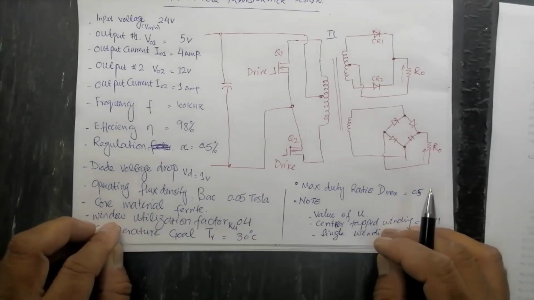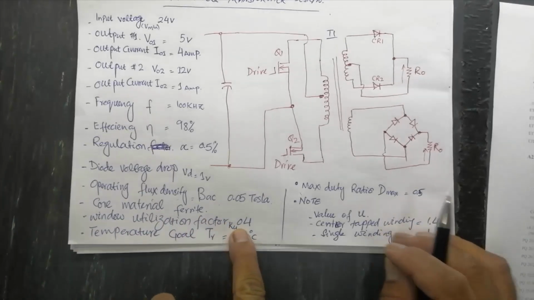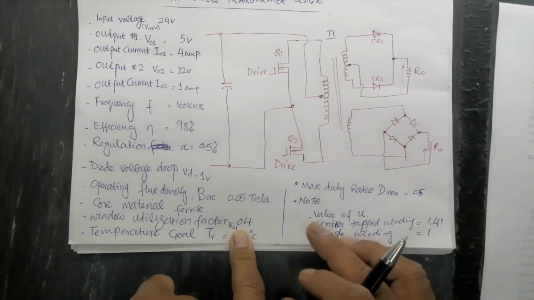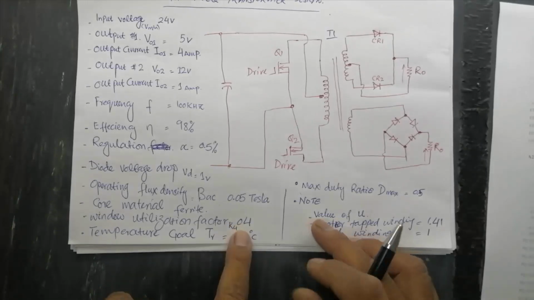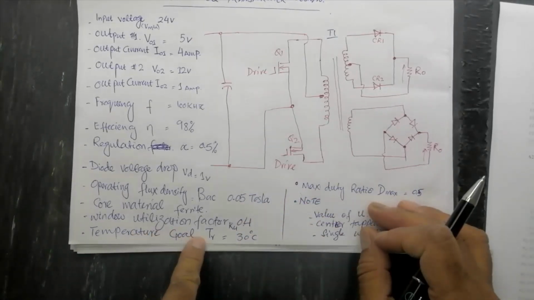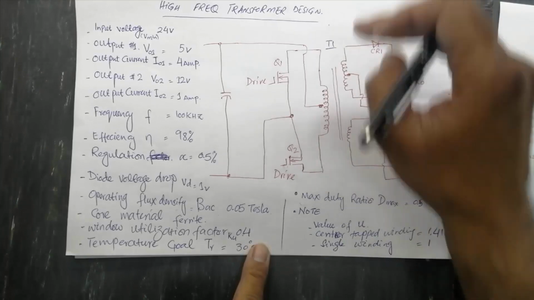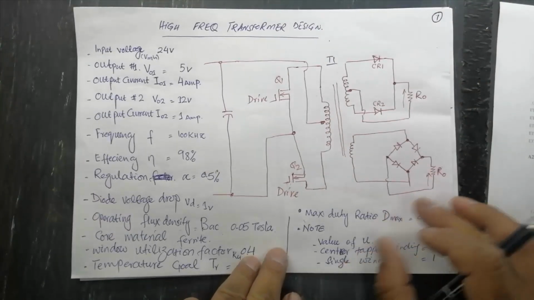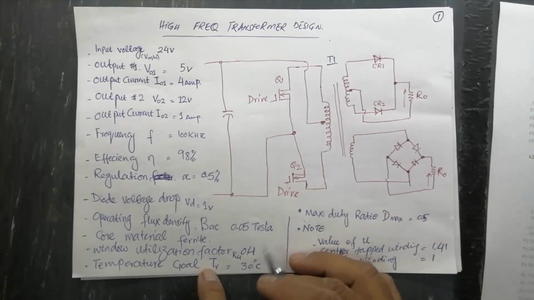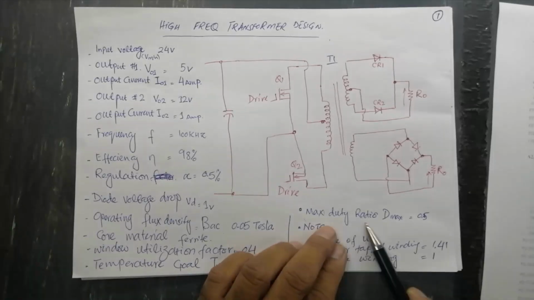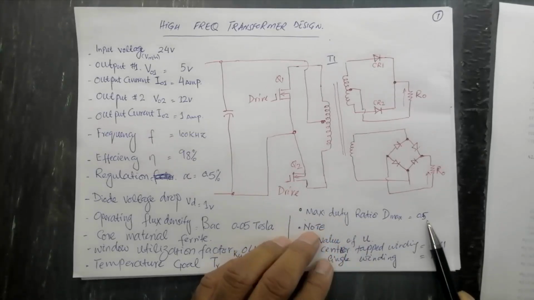Now, the window utilization factor, normally 0.3 to 0.4. We will set the maximum with all insulations and everything. We will set Ku to 0.4. And the temperature goal: when we make a transformer, because a transformer is calculated in the worst case scenario with full ratings, with maximum load current, with maximum losses, how much will the temperature rise? 30 degrees centigrade we will allow. And the maximum duty ratio, Dmax 0.5, 50%.